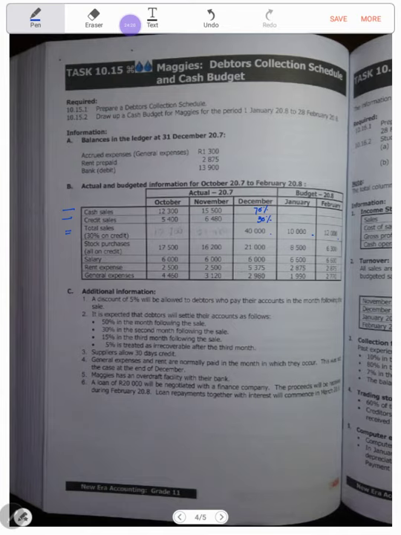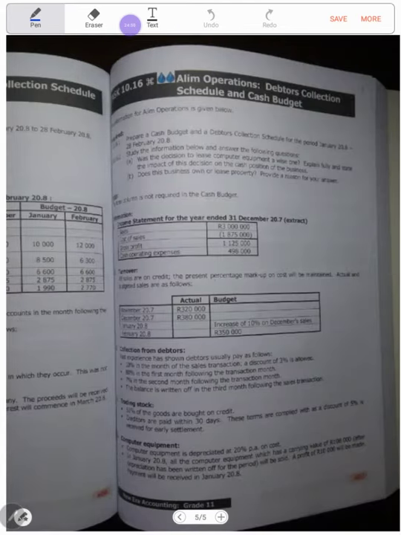Okay, and then your additional information that you are concerned with would be number 1 and number 2. Okay, a discount of 5% will be allowed to debtors who pay the accounts in the following month of sale. And then it is expected that debtors will settle their accounts as follows. That is what you are interested in. Moving along to 10.16, again, you only need to complete the debtors collection schedule, okay?